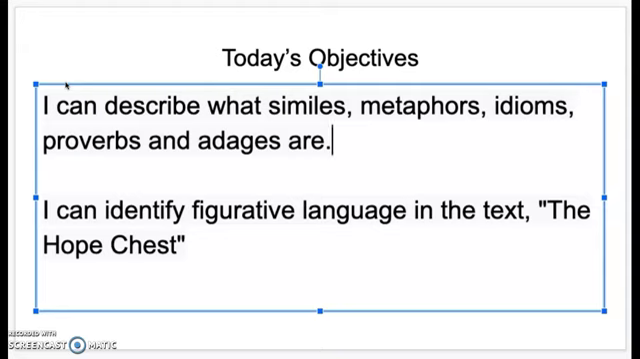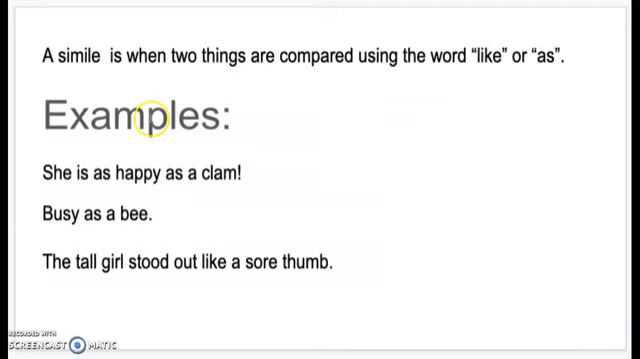Today, these are objectives for language arts. I can describe what similes, metaphors, idioms, proverbs, and adages are, and I can identify figurative language in the text, The Hope Chest. Let's go ahead and start with a simile.